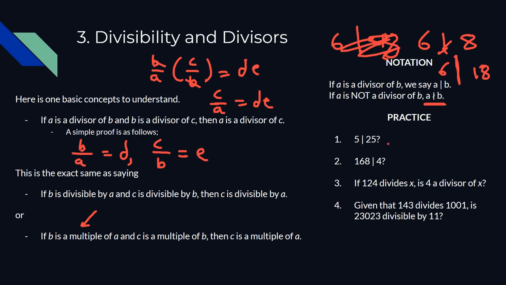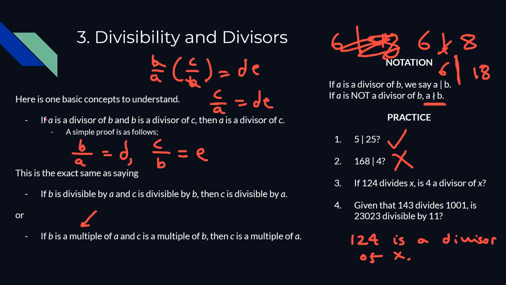Now take a look over here. Is 5 a divisor of 25? Yes, it is. 5 times 5 is 25. This would be true the other way, right? 4 does divide, it is a divisor of 168, but it's not the other way around. So this is false.